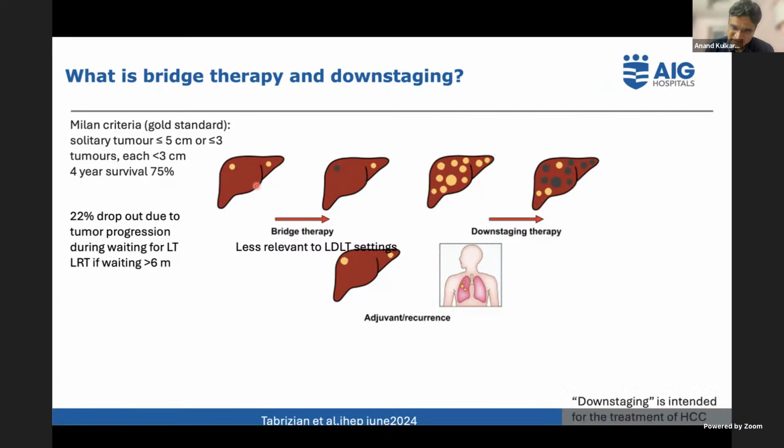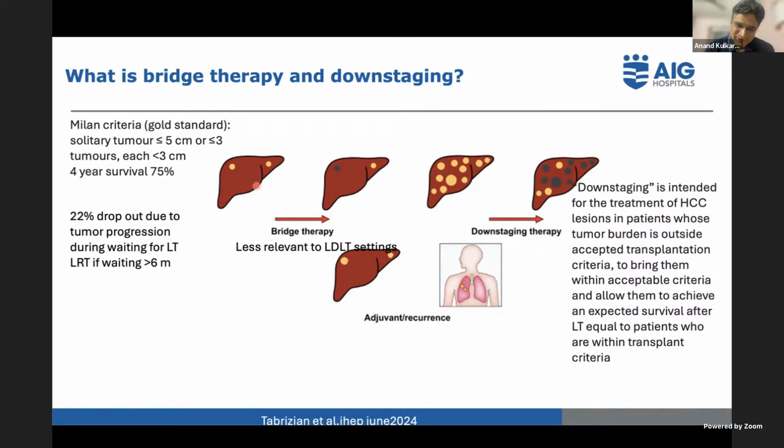Then what is downstaging therapy? This is basically for patients who are outside of Milan's criteria. They are downstaged to within Milan's criteria to achieve a survival which is similar to that of Milan's. This is downstaging. Again, the most definitive therapy we have been using time and again is local regional therapy.